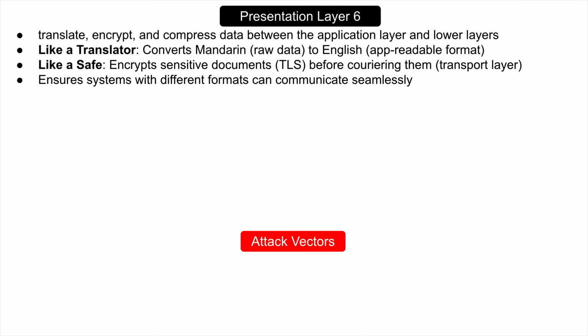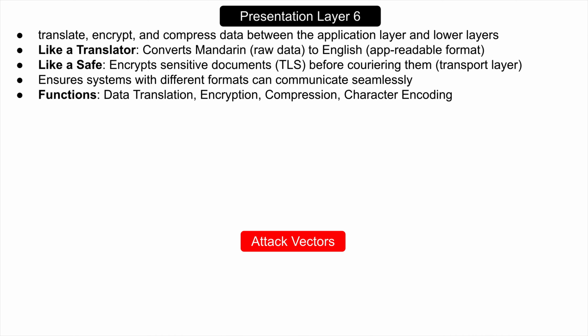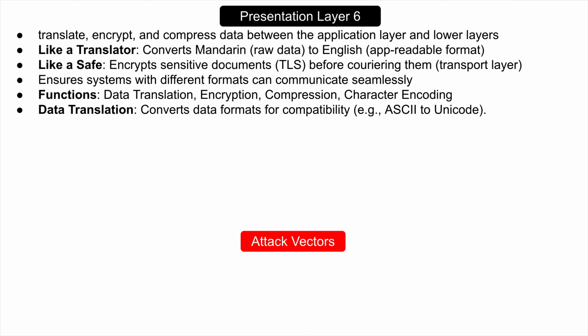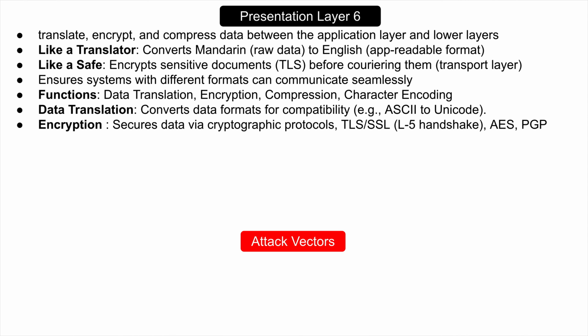Now the presentation layer ensures that systems with different formats can communicate seamlessly, and its functions include data translation, encryption, compression and character encoding. In data translation, it converts data formats for compatibility across systems. For example, ASCII is converted to Unicode. For encryption, it secures the data via cryptographic protocols, for example, Transport Layer Security or SSL. However, SSL is an older version and it is not recommended.